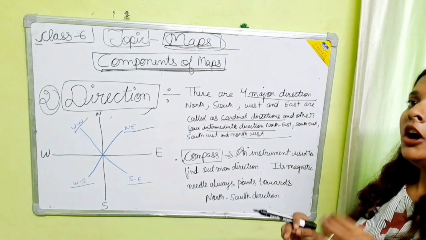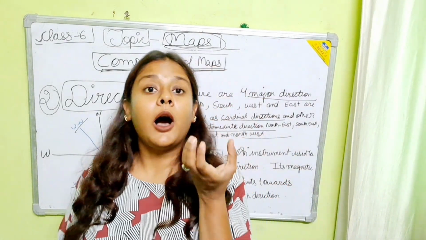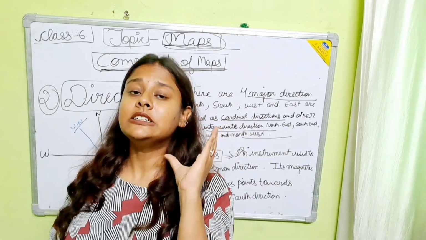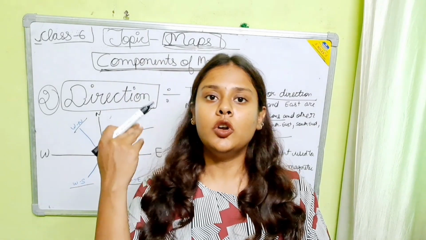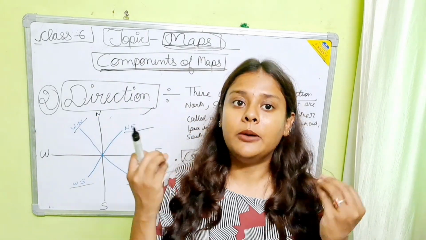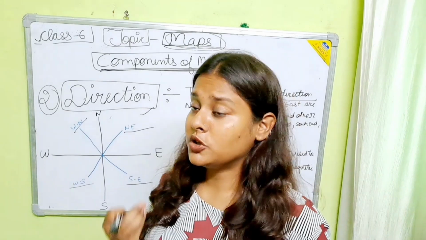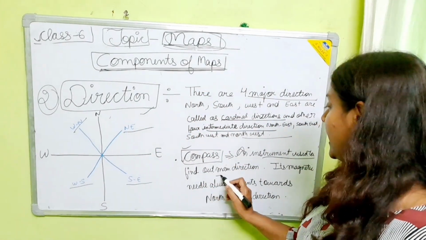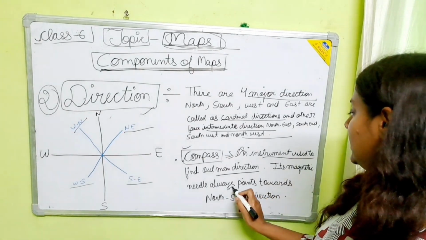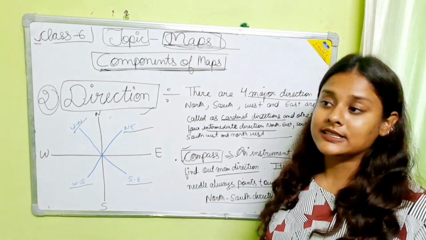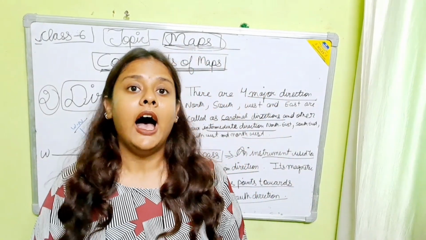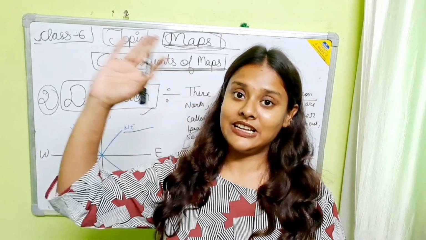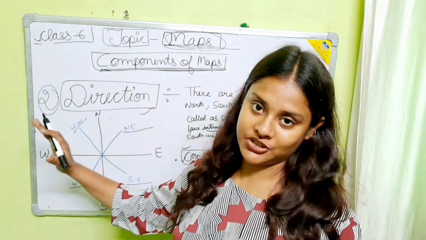After that, we have heard about the term compass. Why is a compass used? To find out the direction. The magnetic needle of the compass always shows north and south direction. So let's talk about compass. An instrument used to find out main directions. Its magnetic needle always points towards north and south direction. I hope it is clear now. The second component of map, we are done with distance and directions.